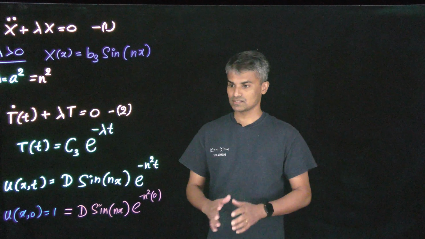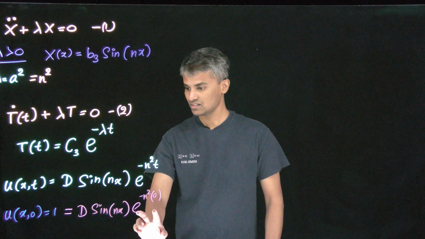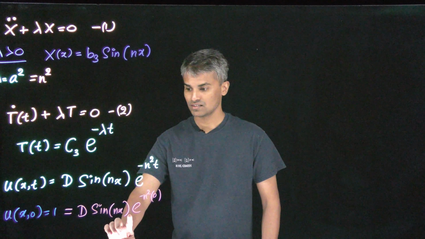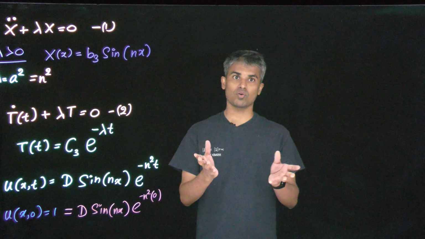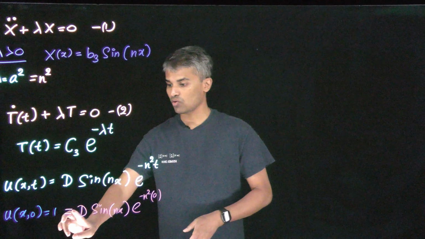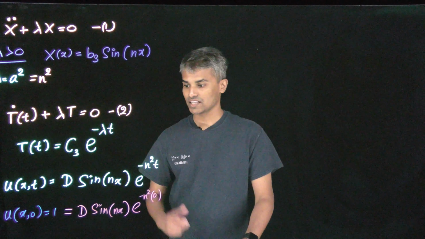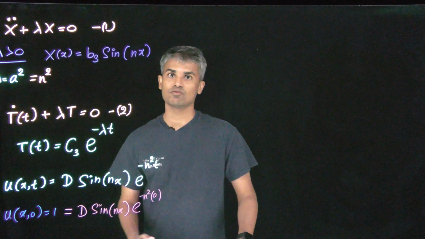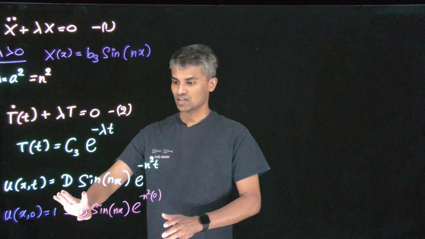Okay, so let us think about this. This term is 1, because here we have e to the 0, therefore it is 1, and now we have d times sine of nx. So this is a function of x, and d times sine of nx equals 1, and we know that d is a constant. Can we find a constant which satisfies this equation? In other words, can you give me a value for d where d times sine of nx equals 1? It is not possible.